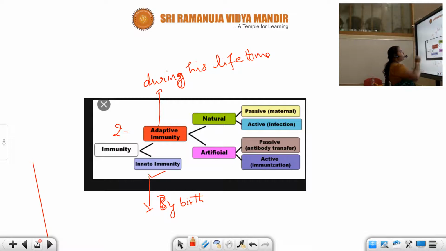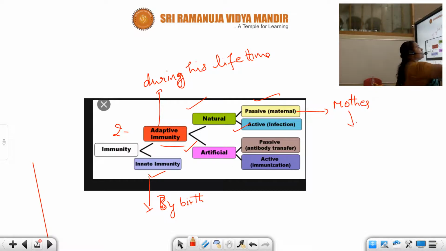Adaptive immunity is also known as acquired immunity. It is of two types: natural and artificial. Under natural, there are passive and active immunity. Passive means it is received from the mother, by way of feeding mother's milk. In that process we get some kind of antibodies, which are nothing but immunoglobulins.